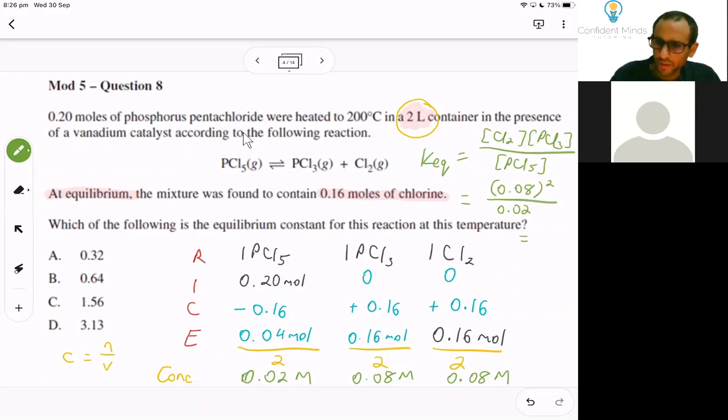Let's see if everyone's on the same page. Does everyone get the same value? Awesome. So we would have A for that one.